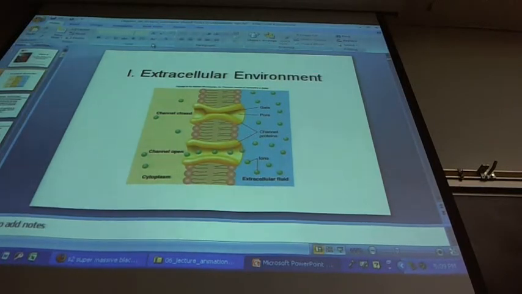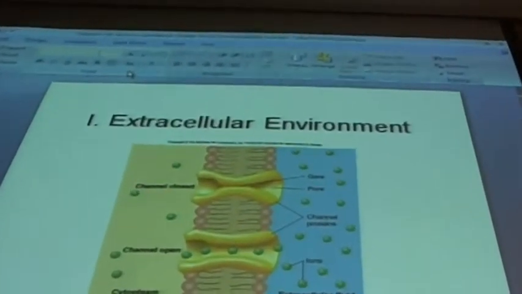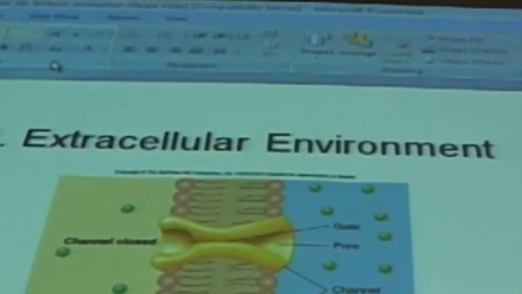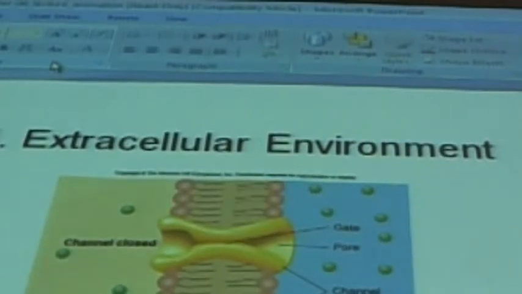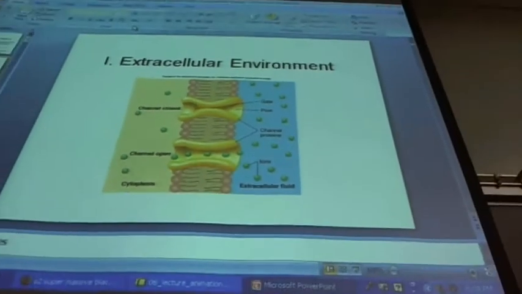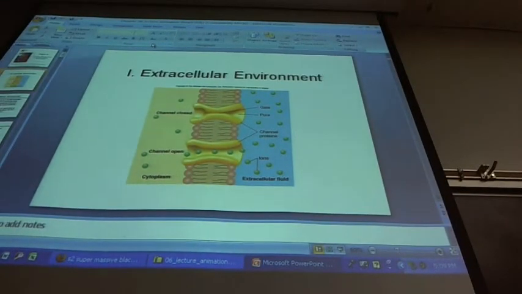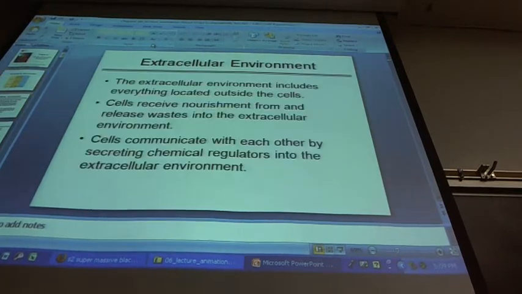Intracellular and extracellular. Cytoplasm. About 67% of your fluid is intracellular. About 33% is extracellular, and of that 33%, 20% is your blood. The rest is in the tissue. Extracellular is everything that's outside the cells. Everything passes through the extracellular fluid.